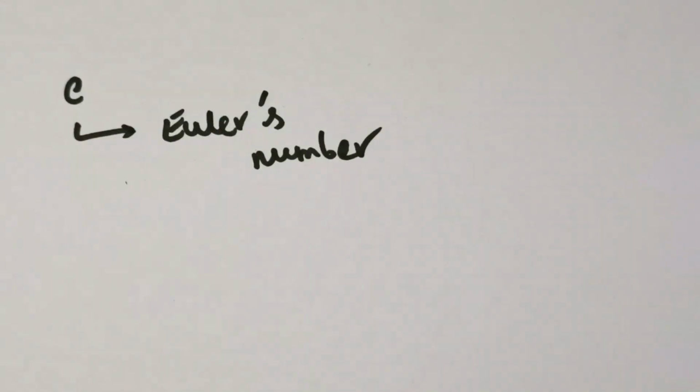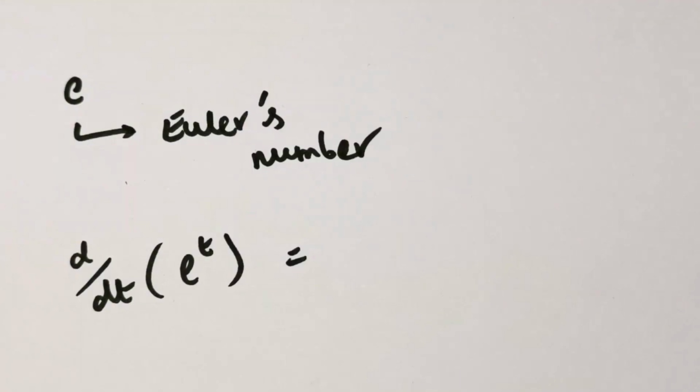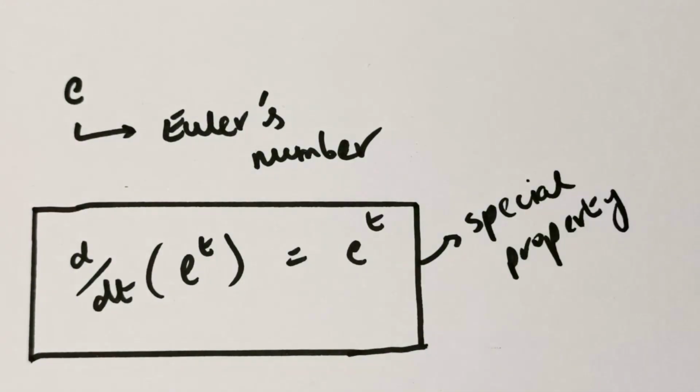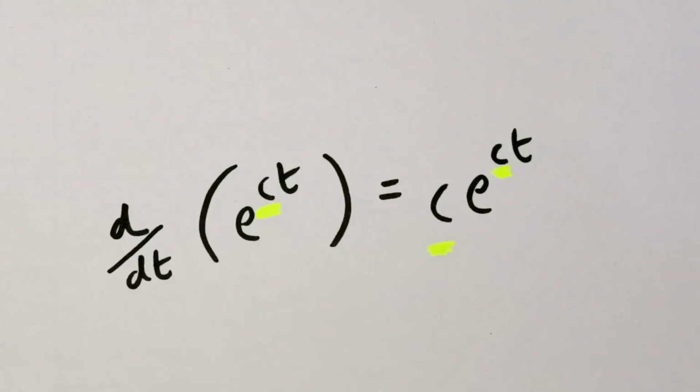Let's find out. e, or Euler's number, has a special property where the derivative of its exponential is the same as the exponential's value itself, wherein e raised to t is a function of t. Also, another variation of this property is this. Now if we replace c with i, we get this.